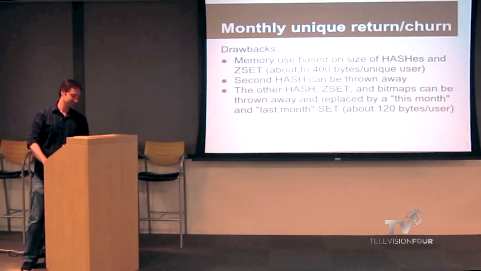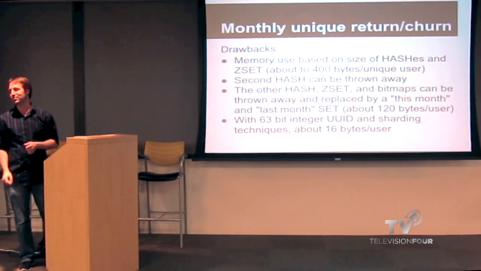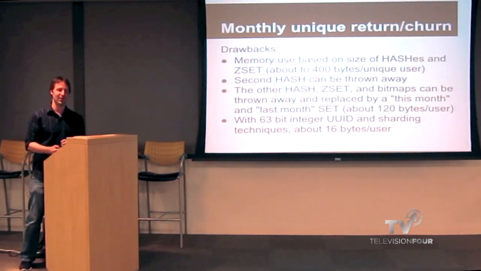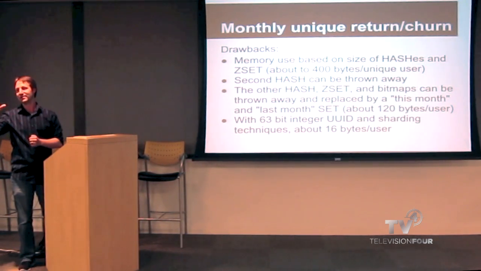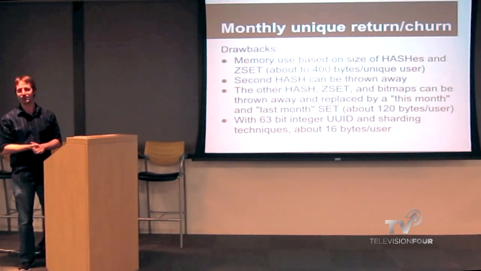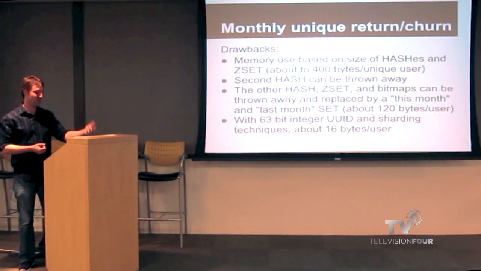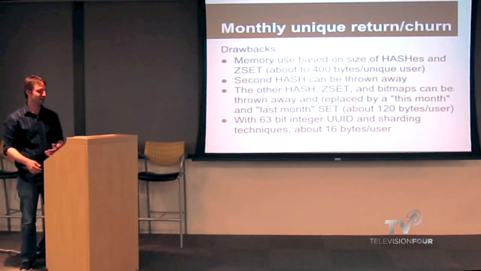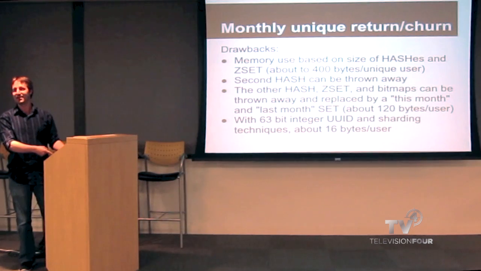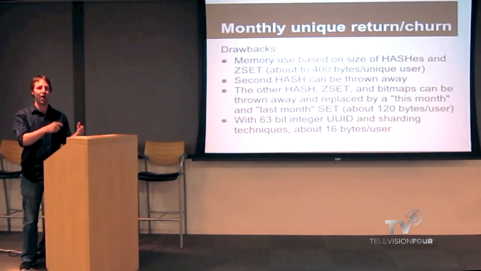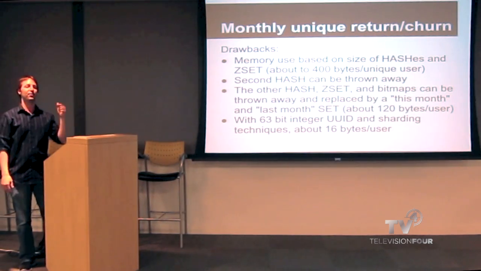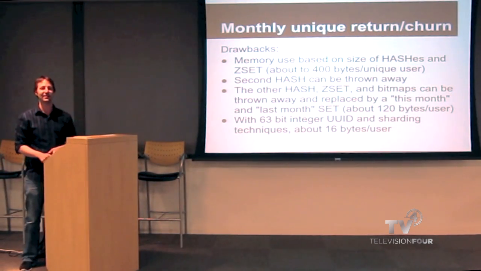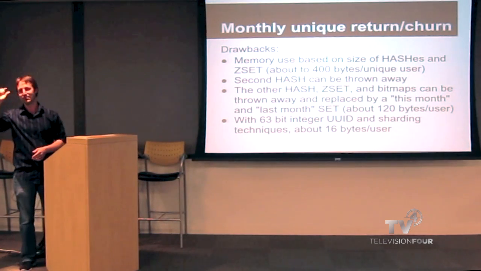But it gets even better. If we use 63-bit UUIDs instead of 128-bit UUIDs, we can actually store these in integer encoded sets, and with a little bit of sharding magic, we get down to 16 bytes per user. So from 400 bytes a user to 16 bytes a user. What's particularly embarrassing about that is that I actually wrote a section of a chapter on sharding and counting unique visitors for my book 3 months before I answered this question on the mailing list. And so I'd already solved the problem, I just didn't apply it right.